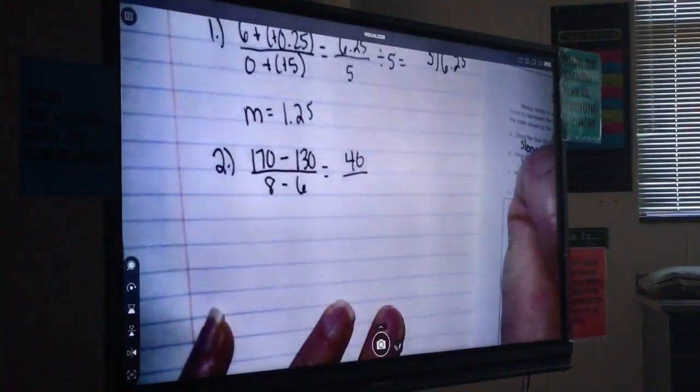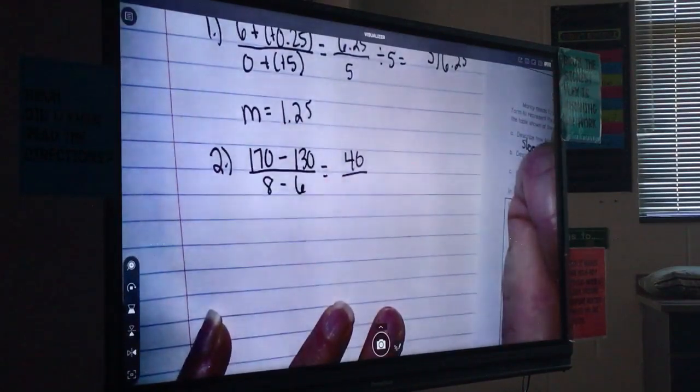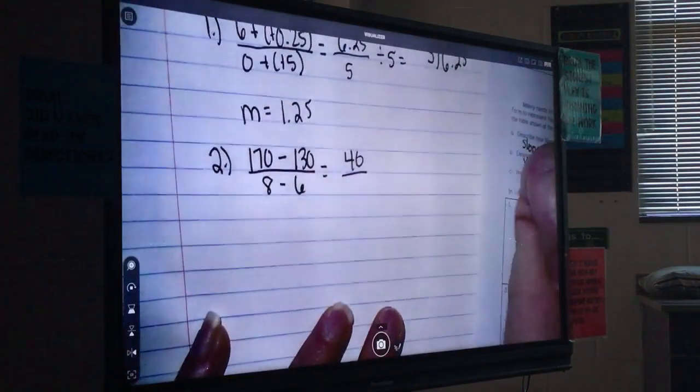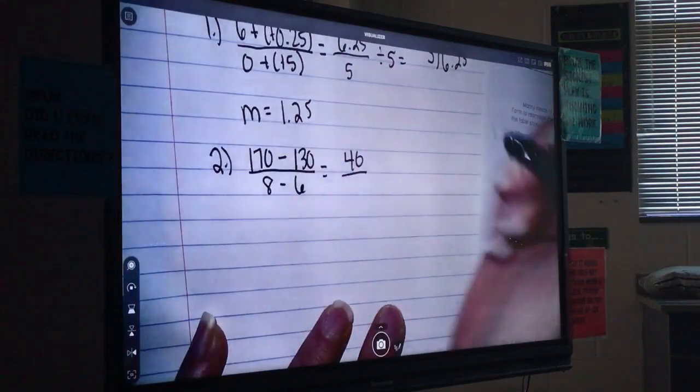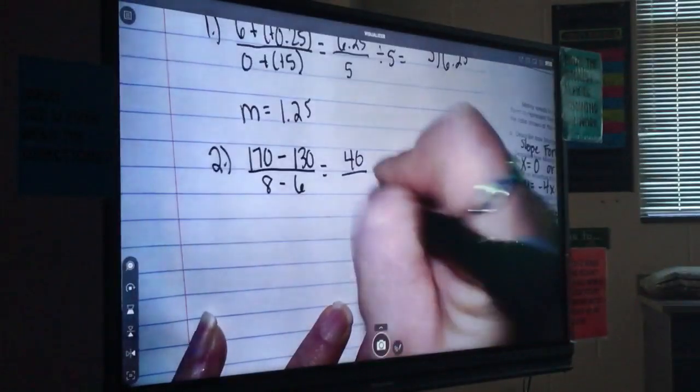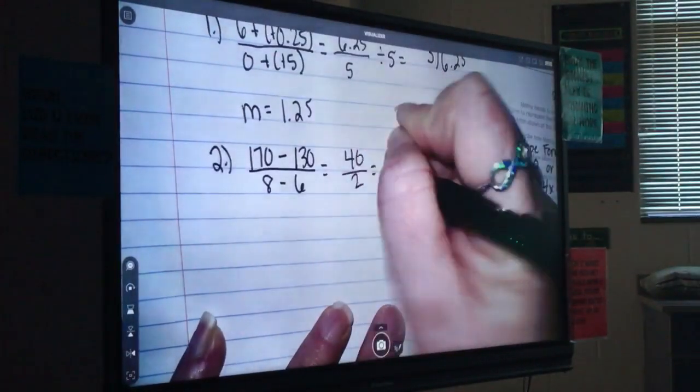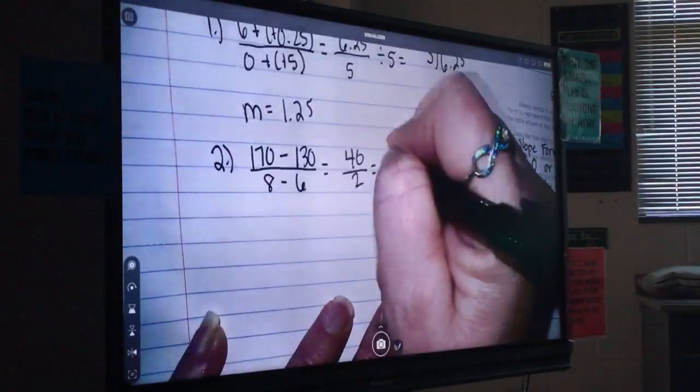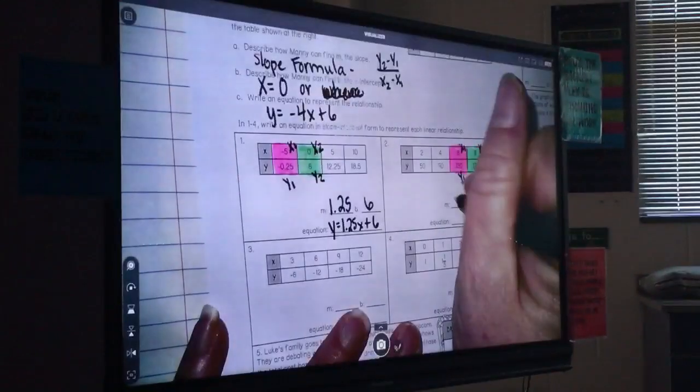Do you have a calculator? Oh, I meant this one. I don't know. All right, when I do 8 minus 6, what do I get? 2. All right, I can simplify this down to what? 20. All right, so my slope is going to be 20.